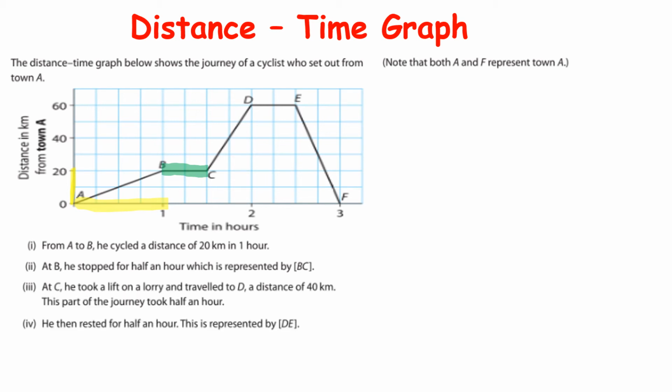Oh, I've jumped ahead. At C, he took a lift on a lorry and he traveled to D at a distance of 40 kilometers. How we've worked that out, let me get my pen, is there's our 40 kilometers between 20 and 60, and he did that in half an hour. So there's halfway between 1 and 2, so that's 1.5 hours and 2 hours. If you did 40 kilometers in half an hour, that would be 80 kilometers in an hour. So he was traveling at 80 kilometers an hour.